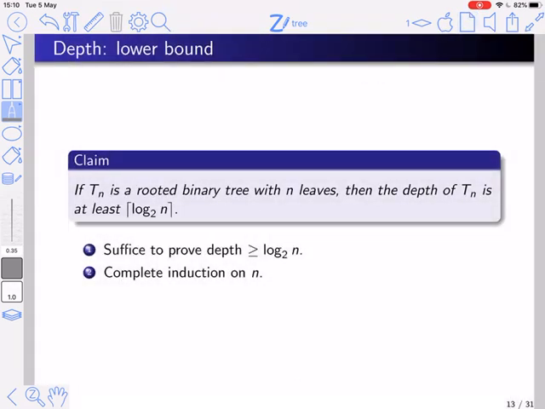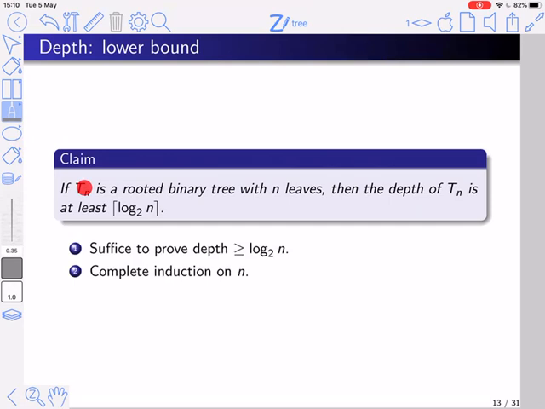Now, we want to claim that if a tree over n leaves is a binary tree, then the depth of Tn has to be at least log n, log base 2 of n. The 2 here is because the tree is binary. The base of the log is 2 because the tree is binary. The in degree is at most 2.